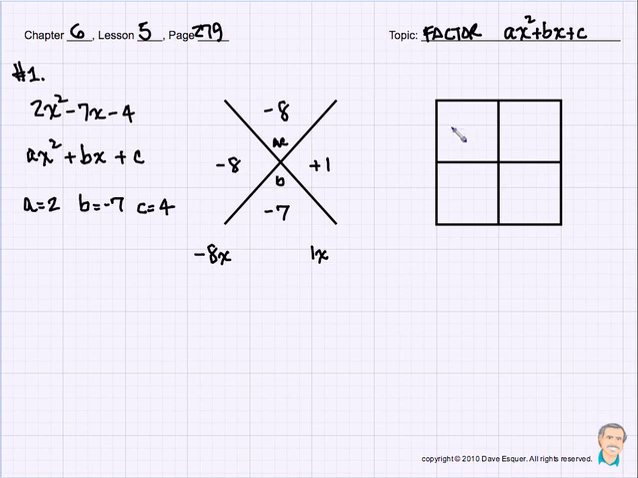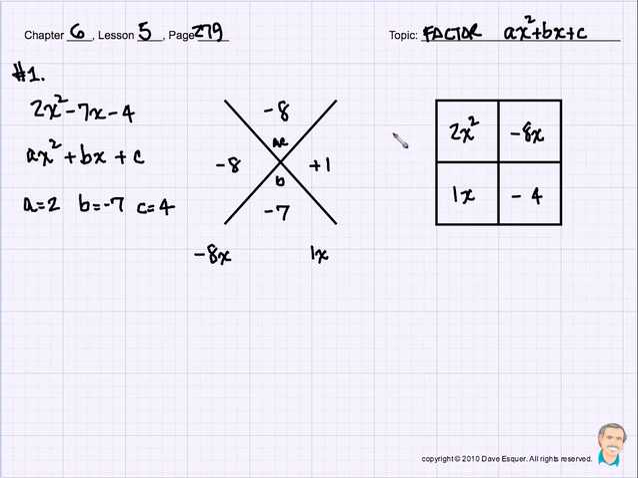Remember, we always stick in ax squared in the upper left, so that's going to be 2x squared. In the lower right is always going to be that c term, which is a minus 4. And we have a minus 8x and a 1x to place. So let's stick the minus 8x in the upper right, and 1x in the lower left. Again, we're finding the sides that give us the areas in the box, the opposite of chapter 5.